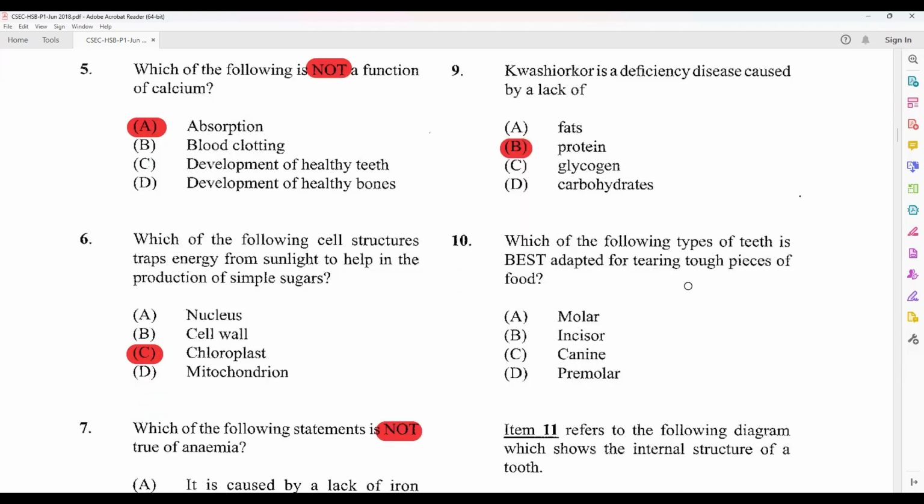Which of the following types of teeth is best, look, capital letters again, adapted for tearing rough pieces of food? We have the molar, incisor, canine, premolar. Molar is for grinding, incisor is for slicing, tearing. Canine is for puncturing, piercing. Premolar is for crushing. So the one that matches up with tearing, where you want to separate two pieces of food, is the incisor.